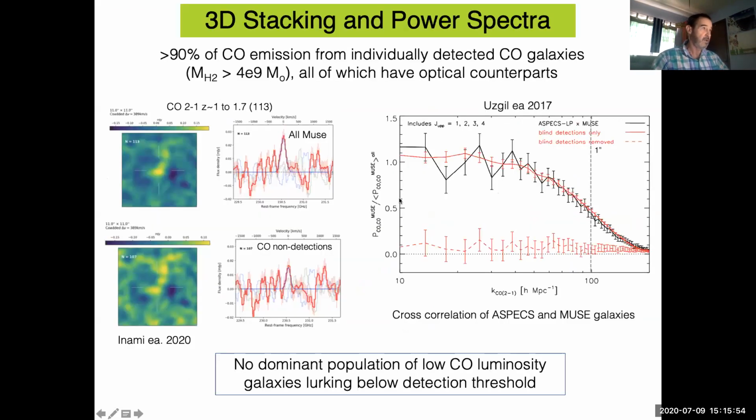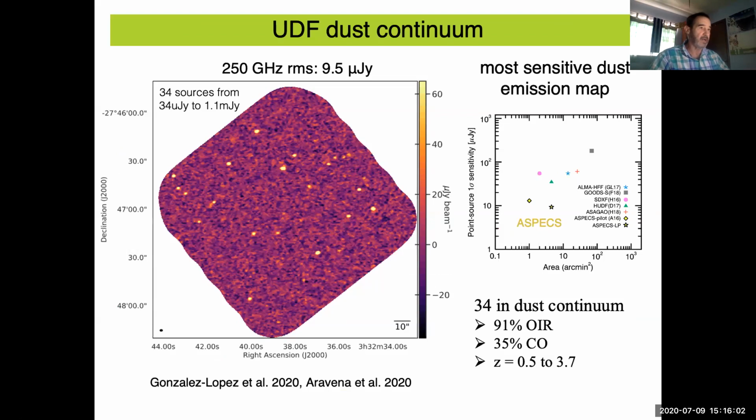Oh, these slides ended up out of order. Let me show this one first. Oh no, wait, I'm sorry. Here's the millimeter continuum image. We get 34 dust continuum sources in the field. It is the deepest dust continuum image ever made at 9.5 microjanskys at 250 gigahertz.